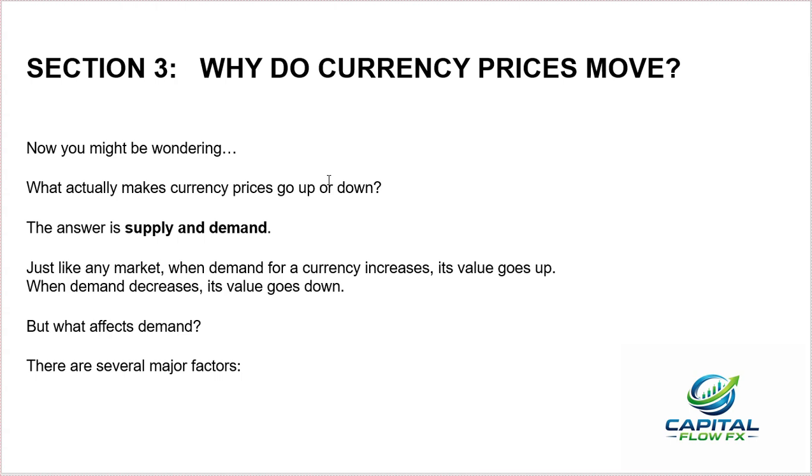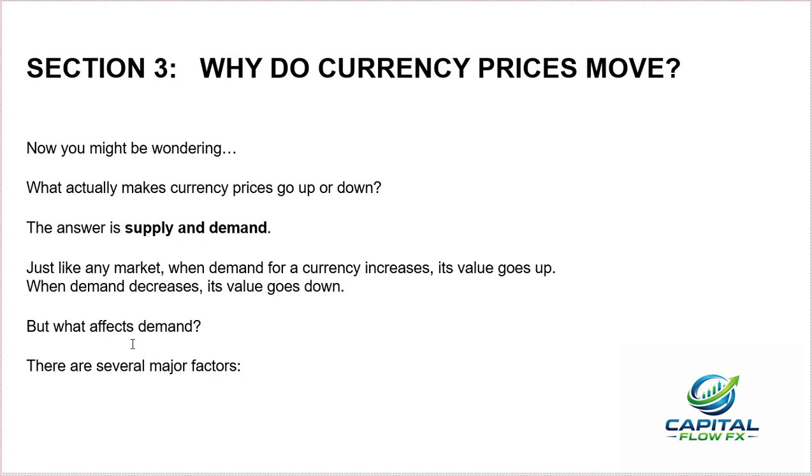Now we are moving to section 3. Why do currency prices move? Now you might be wondering, what actually makes currency prices go up and down? The answer is supply and demand. Just like any market, when demand for a currency increases, its value goes up. When demand decreases, its value goes down.